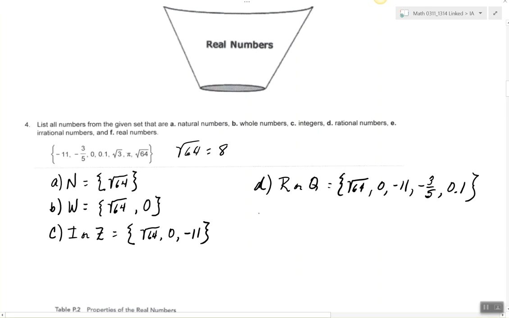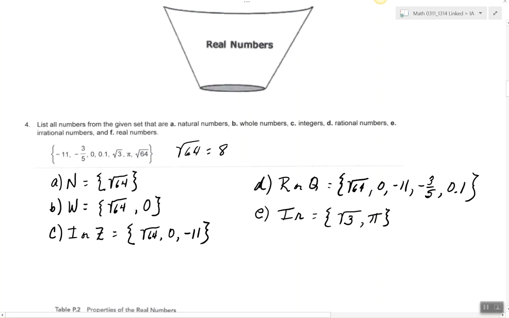Then part E is the irrational numbers, usually an I with a little lowercase r. The irrational numbers are the crazy numbers, so that would be the square root of 3, because you can't take a square root of 3 and get a nice number like you could with 64. And then we have pi.